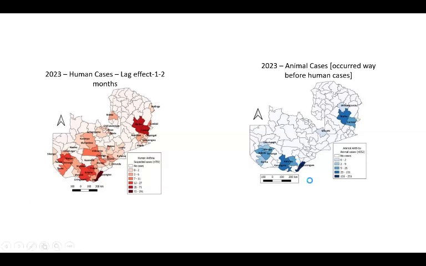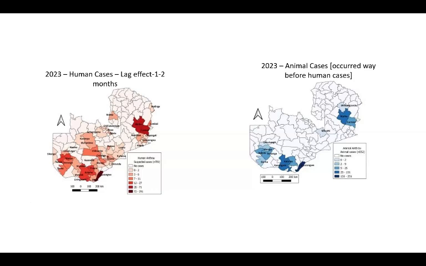Now, one aspect is that anthrax was breaking out in these regions. You look on the left side, 2023, that is October to November, human cases. We had a total of 709 human cases in 2023. And there is what is known also as the lag effect. Why the lag effect? What happened is that in July, August of 2023, we had outbreaks in cattle and hippos. There were no human outbreaks.